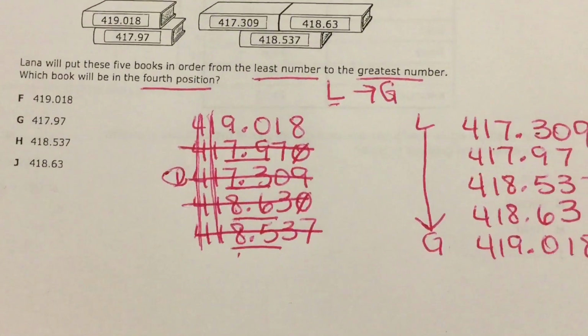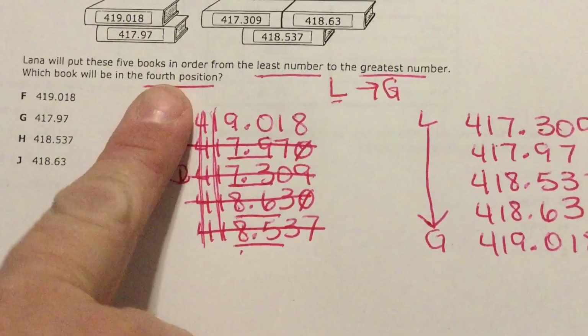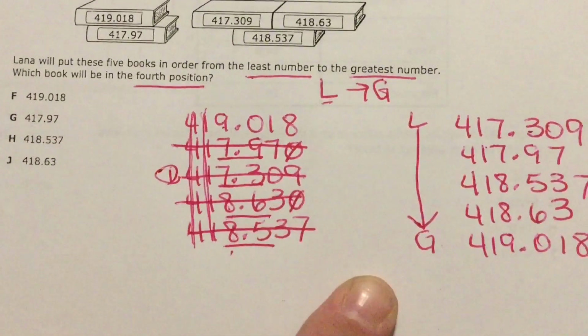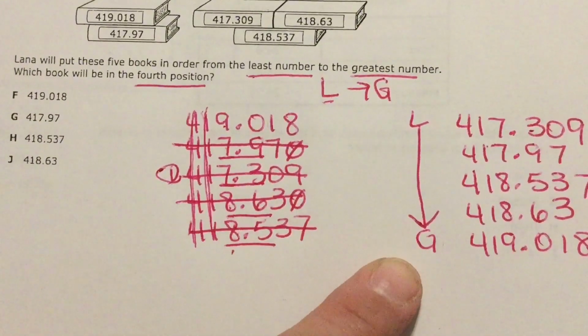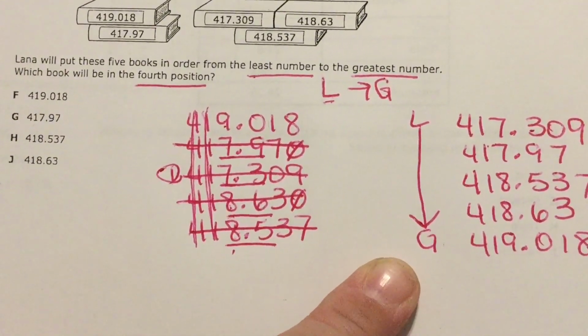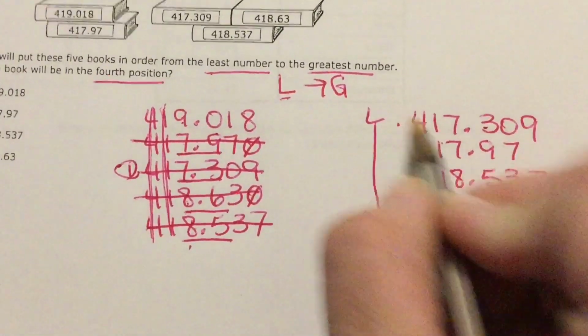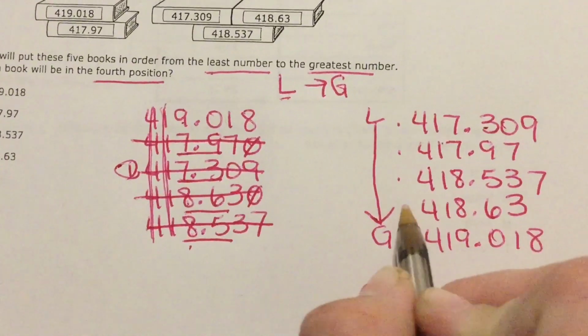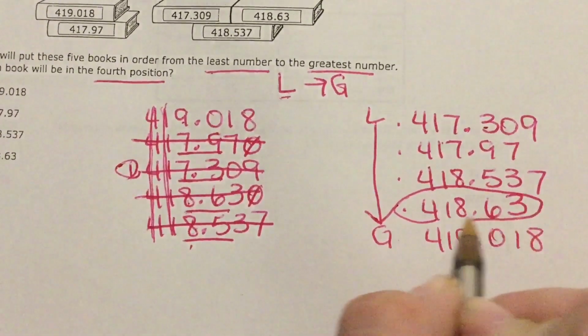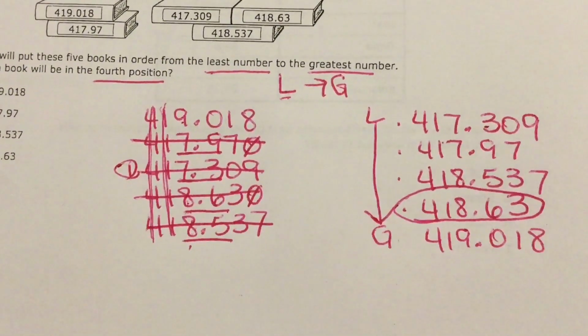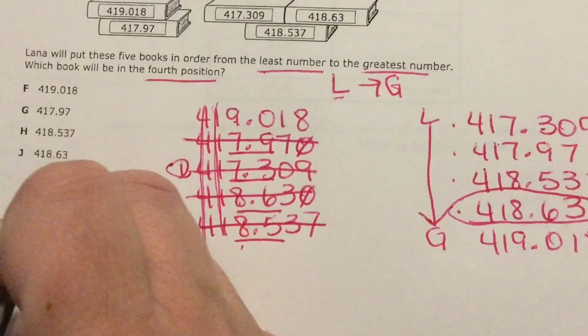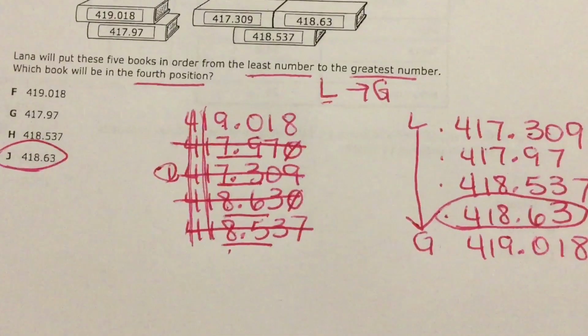And the question says, which book was in the fourth position? So once you've put them in the order that they asked for, least to greatest, the fourth position is going to be the fourth number down. So this is 1, 2, 3, 4. So this was our answer, 418 and 63/100. It should have been J.